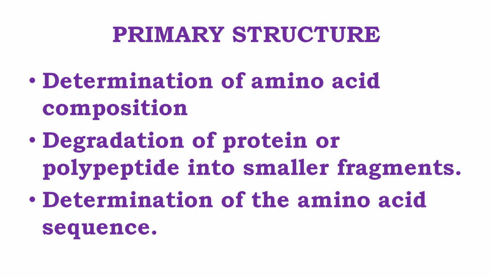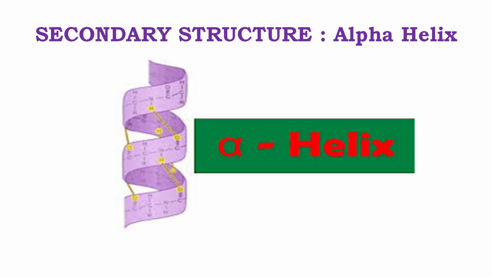Next one is the degradation of protein or polypeptide into smaller fragments, which involves three steps: liberation of polypeptides, separation of the number of polypeptides, and breakdown of polypeptides into fragments. The last one is the determination of amino acid sequence. This step is carried out by Sanger's reagent or Edman's reagent. So this is the primary structure. Second one is the secondary structure. The secondary structure is of two types, alpha helix and beta sheet.